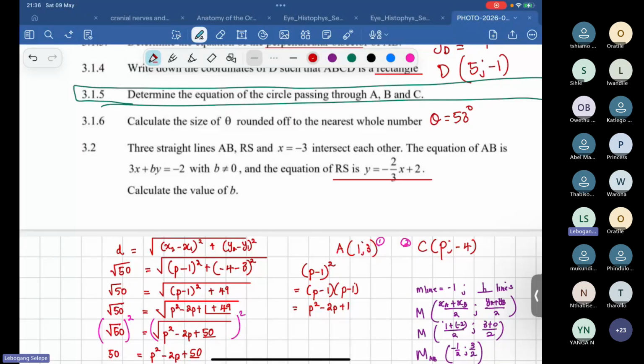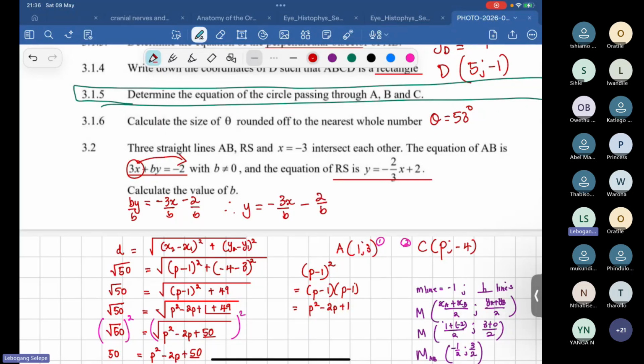which at this point, we cannot clearly see what's happening because of how it's written. So we have to put it in standard form. If you put it in standard form, it's going to be by is equal to -3x minus 2. Because we're taking this to the other side, right? And you divide everything by b because we want to remain at y. So therefore the equation will be y is equal to -3x over b minus 2 over b.